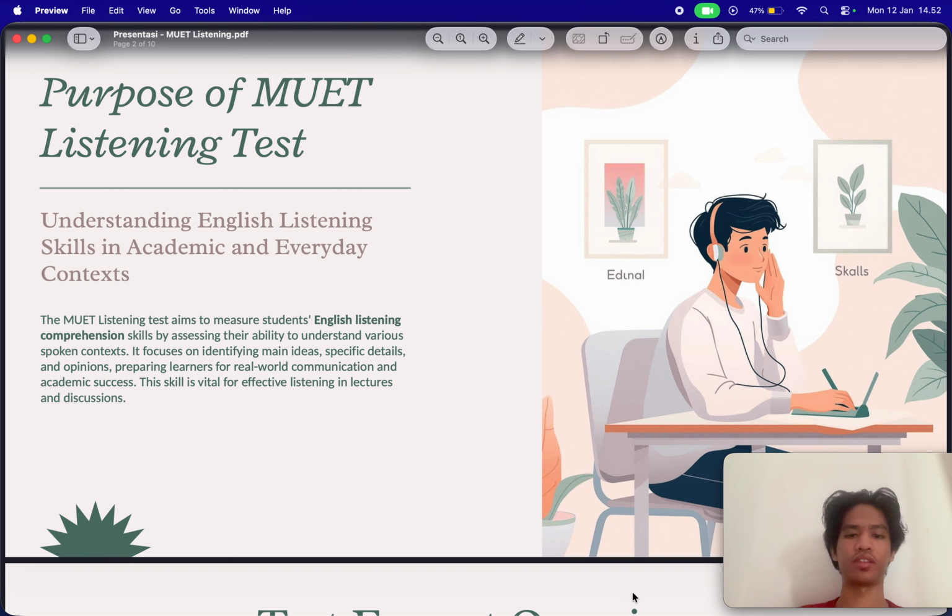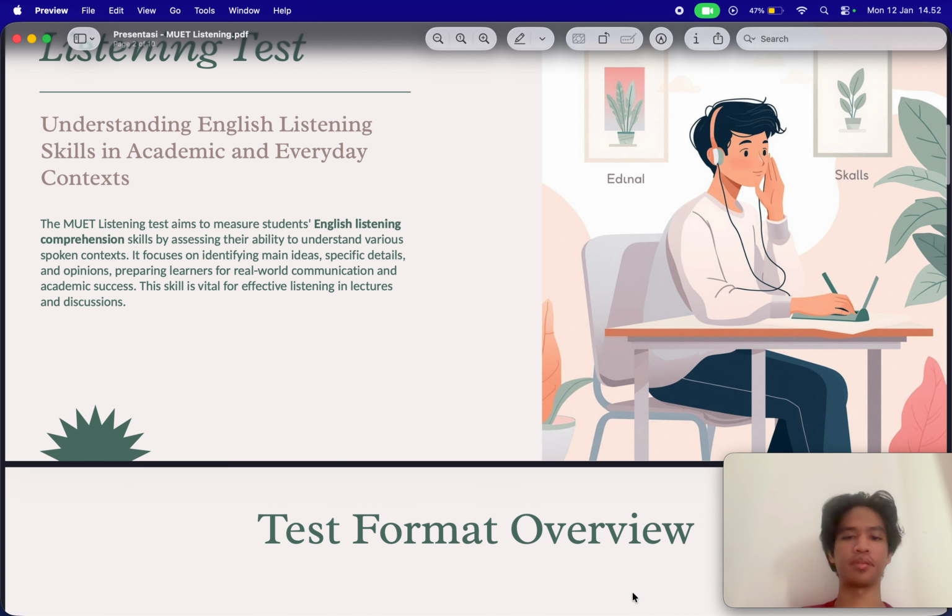The listening test evaluates your ability to identify the main ideas, capture supporting details, understand the speaker's opinion, and determine the purpose behind what is being said. Developing these listening skills can also help you improve your overall English communication abilities, not just for the test.